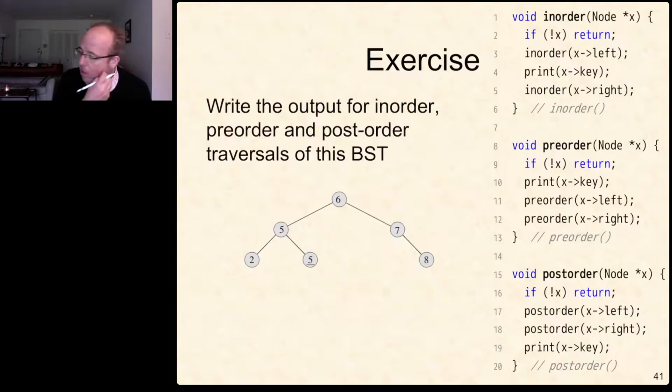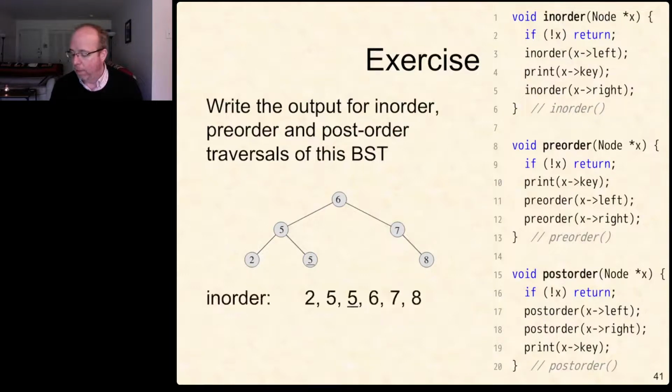Okay. So to sort of bring this home, let's think about this tree, and we'll write the output for in-order, pre-order, and post-order traversals of the binary search tree. In order, so we recurse left, 2, pop, 5. Oh, and I'm going to underline the second 5 so we know which order it was visited in. 5, pop, visit 6, no recursion, pop, visit, no recursion, pop 8. So the in-order is 2, 5, 5 underlined, 6, 7, 8.